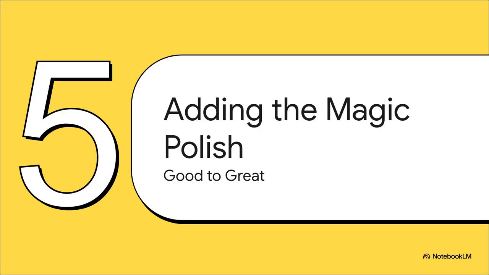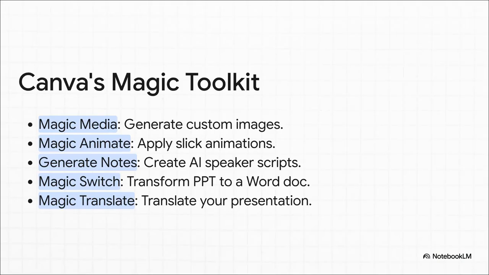Okay, so having a draft is great, but that's just the starting line. Now it's time to add that magic polish. This is how we take the presentation from good to great using Canva's amazing toolkit. And this magic toolkit is, well, it's pretty magical. Check this out. You've got Magic Media, which can instantly generate custom, copyright-free images for you. Need a picture of an astronaut riding a unicorn?